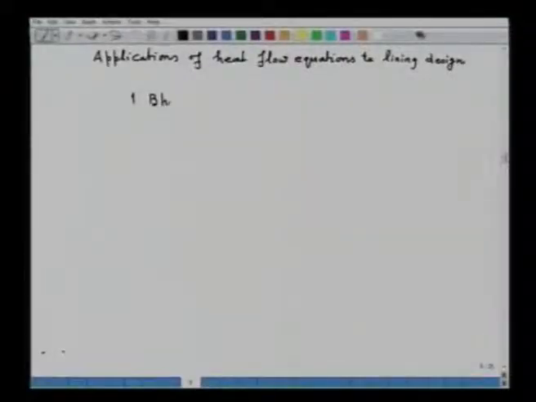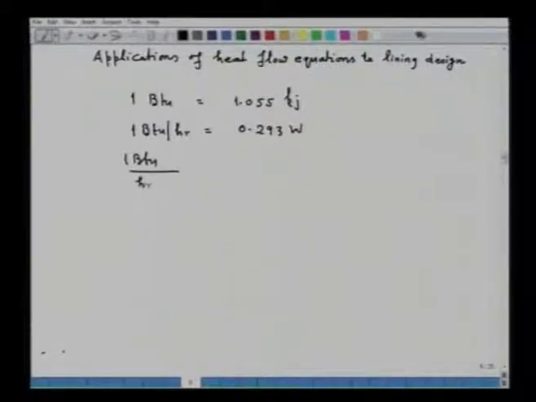Say for example, 1 BTU, that is 1 British thermal unit, that is equal to 1.055 kilojoule. 1 BTU per hour, that is equal to 0.293 watts. Then 1 BTU per hour feet square, that is equal to 3.154 watt per meter square.